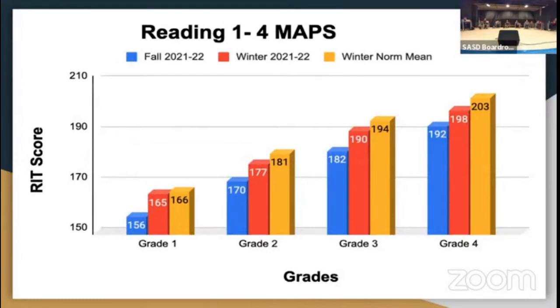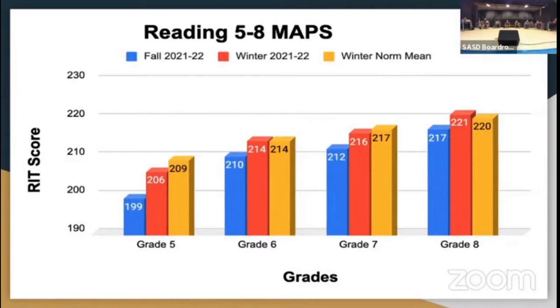So here's our reading, grades 1 through 4. That first bar is our fall data. Second bar is our winter data. And that yellow bar, that last bar, is the norm that we're shooting toward. As you can see, we aren't quite there yet this winter with grades 1 through 4, but we can see some growth from fall to winter.